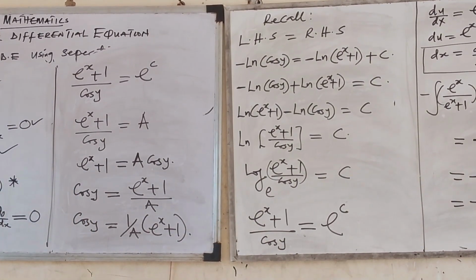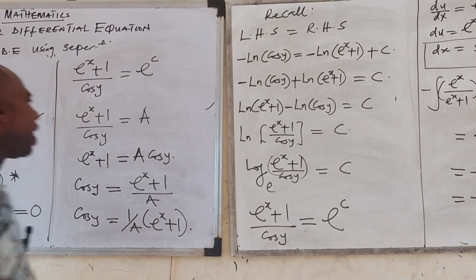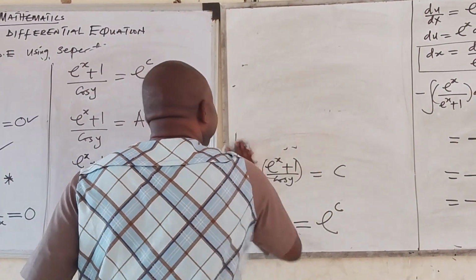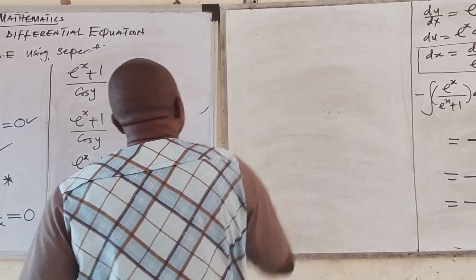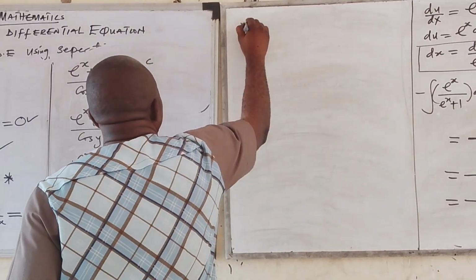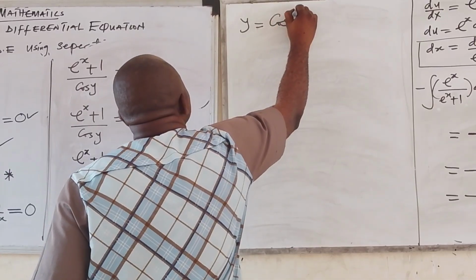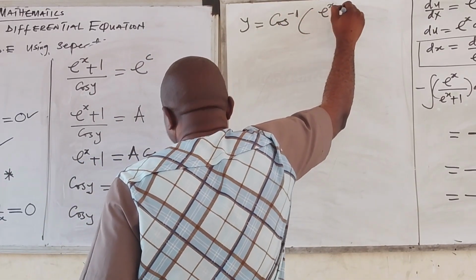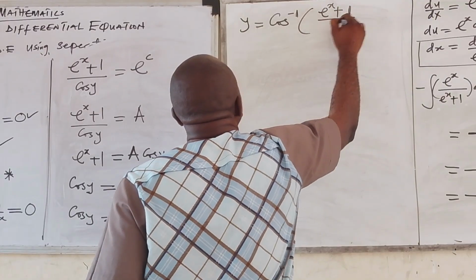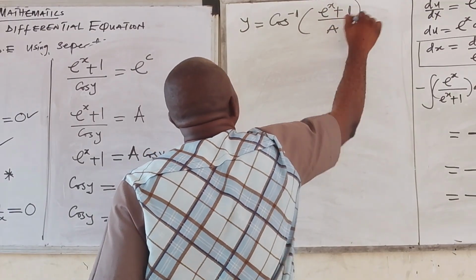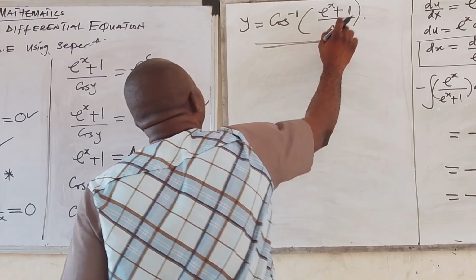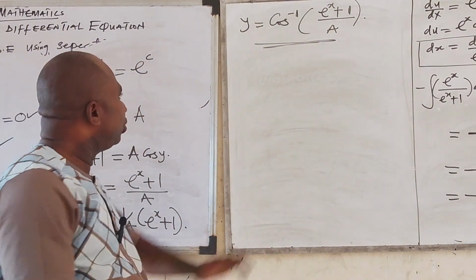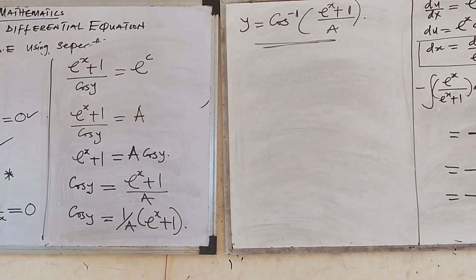So to get the value of y, our y will be equal to the cos inverse of e raised to the power of x plus 1 all over a, where a is an arbitrary constant. Okay, so now this is the solution of question number 5.